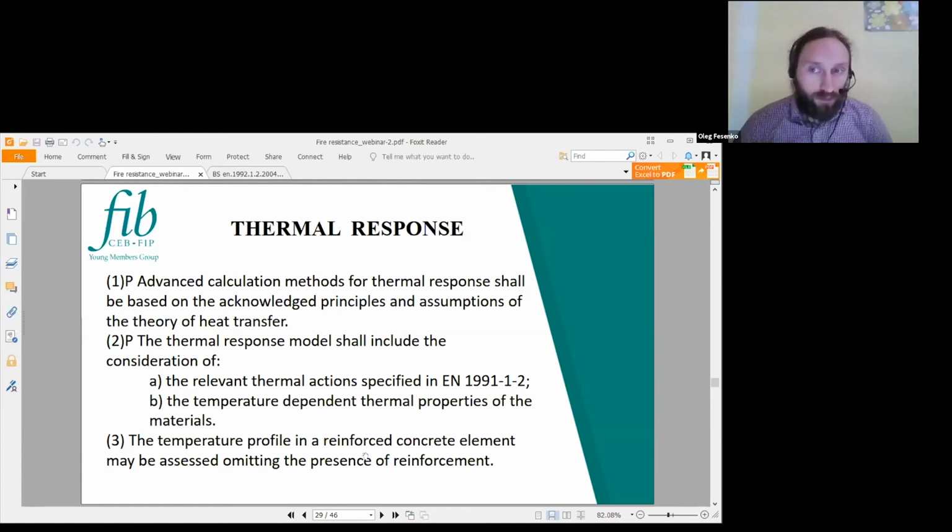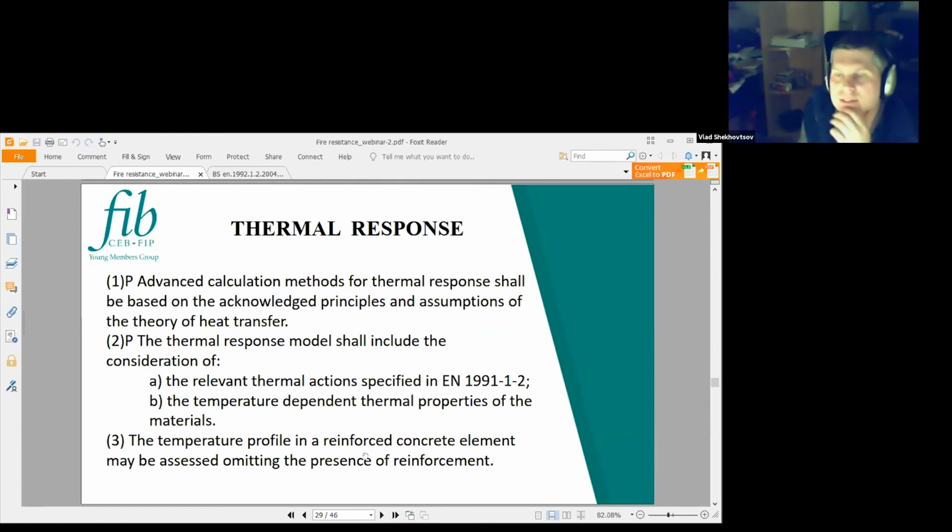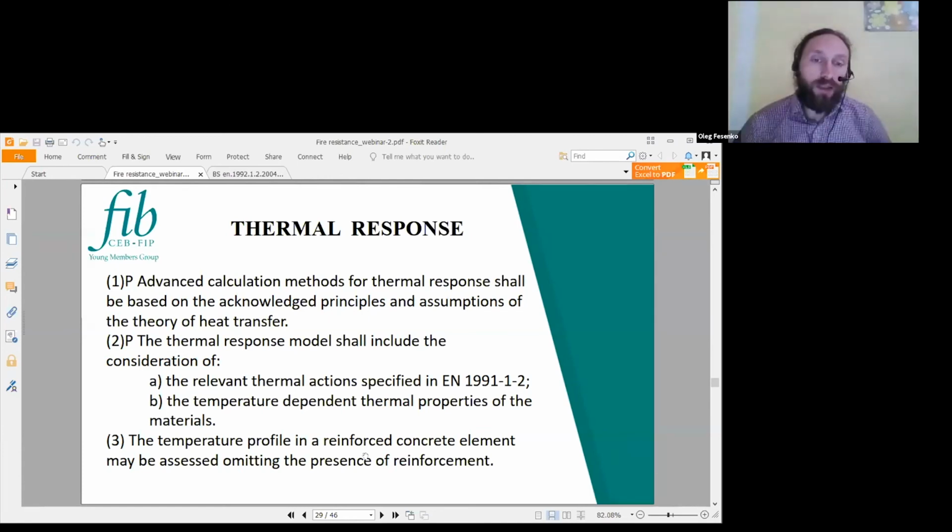First of all, the value of the temperature. How many degrees is it? The temperature depends on the axis distance, for example, 40 millimeters, and also on the time of exposure to the standard fire. For example, it's 30 minutes or 1 hour or 2 hours, and the temperature will be different.